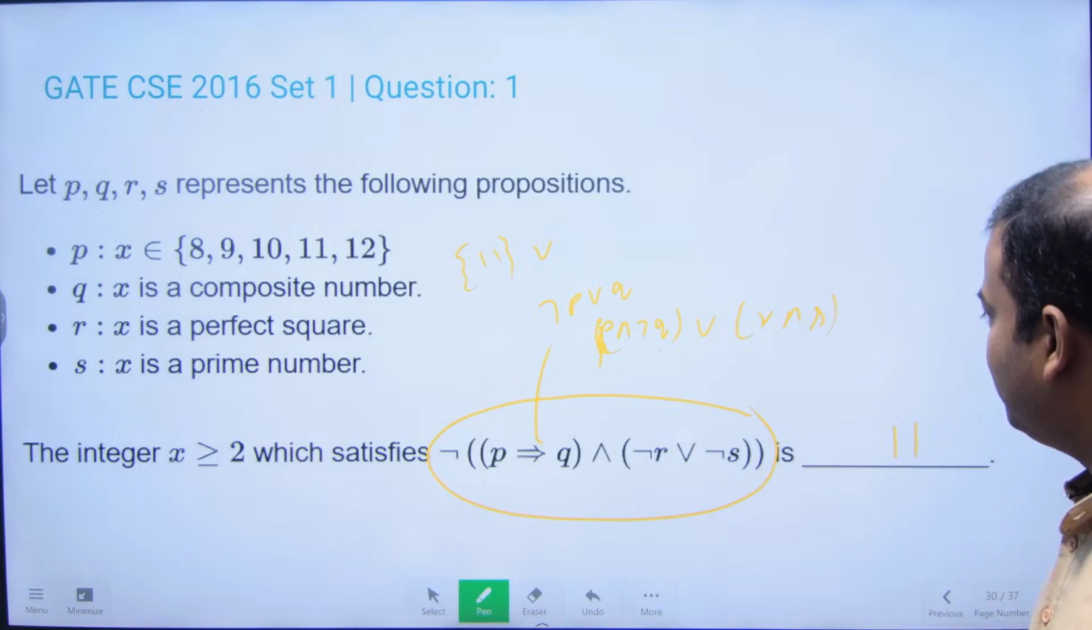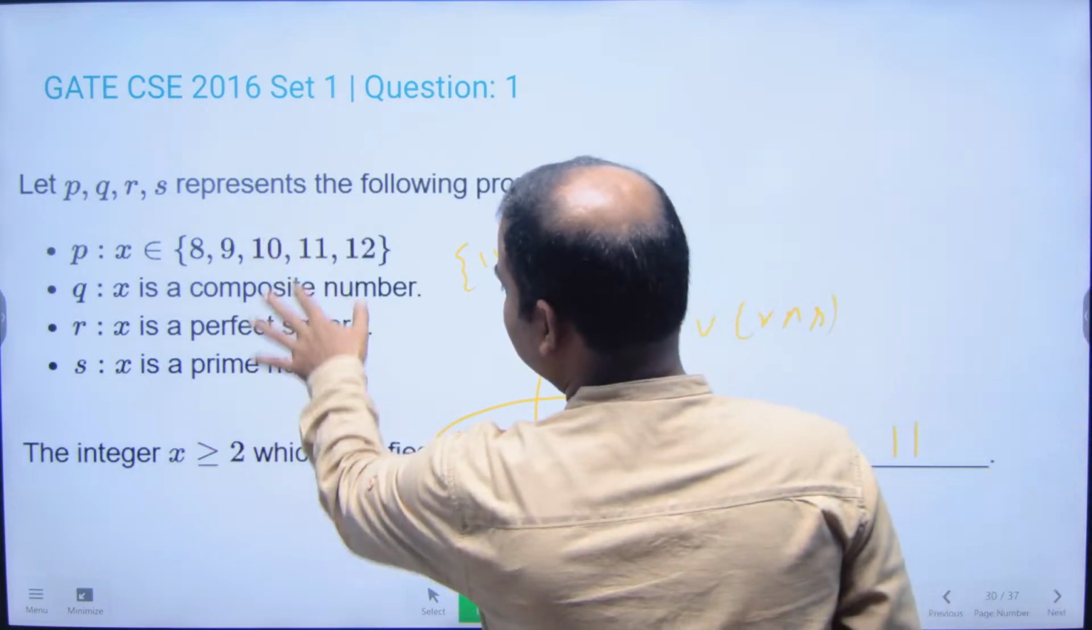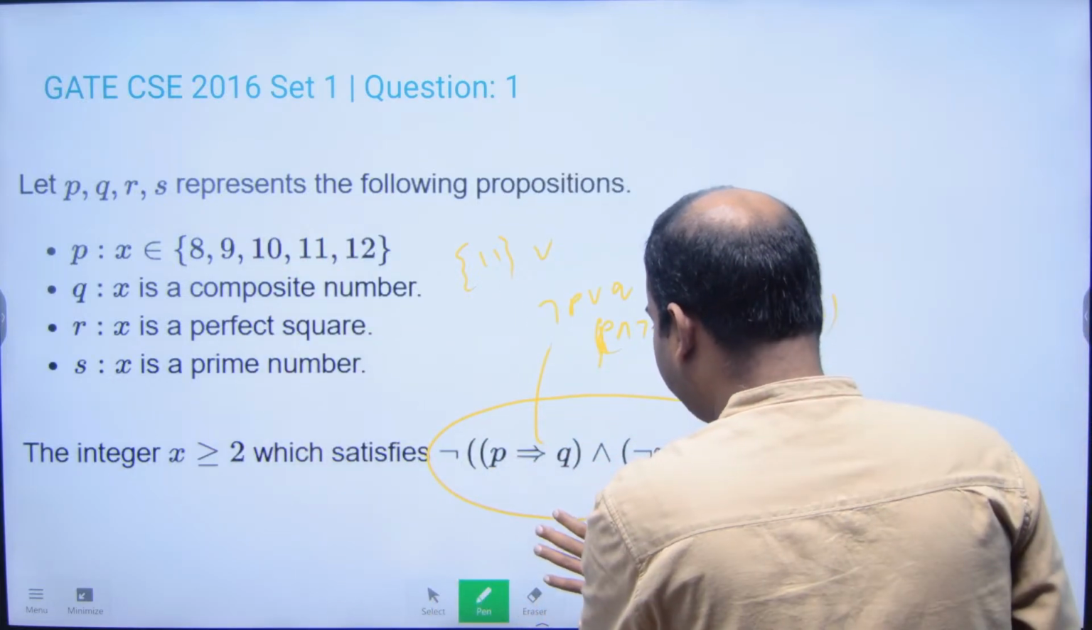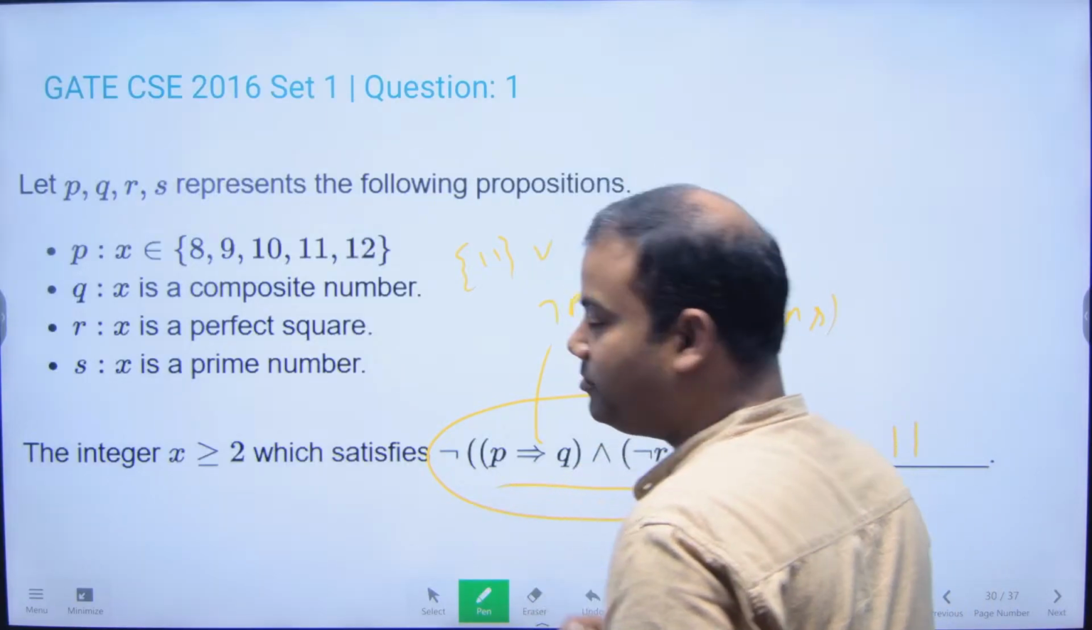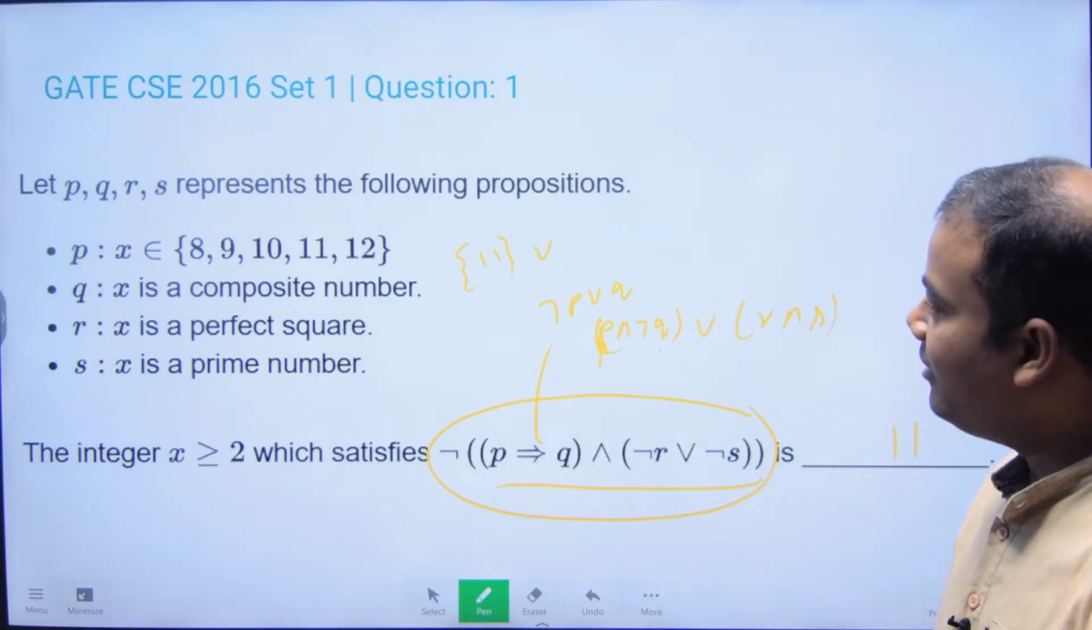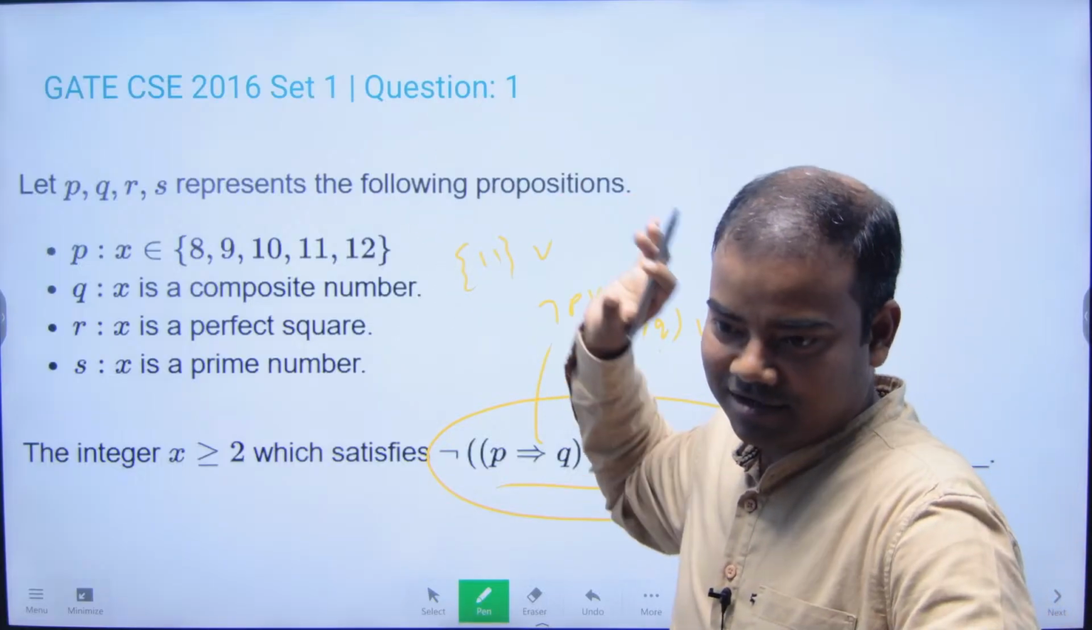Okay. So actually this is the basic thing. Mainly the proposition part is this one. You have to solve this one. After that it is applied into some other thing.